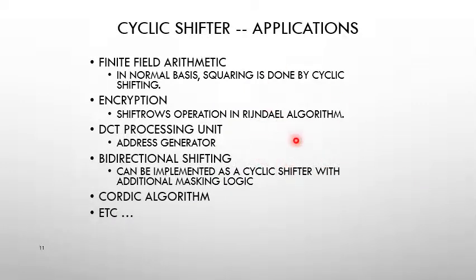Then cyclic shifter applications are given here. In the cyclic shifter, finite field arithmetic in normal basis, squaring is done by cyclic shifting, encryption, shift rotate operations, residue algorithm, DCT processing unit, and address generator. Bidirectional shifting can be implemented as a cyclic shifter with additional masking logic. The CORDIC algorithm is also followed in cyclic shifting.